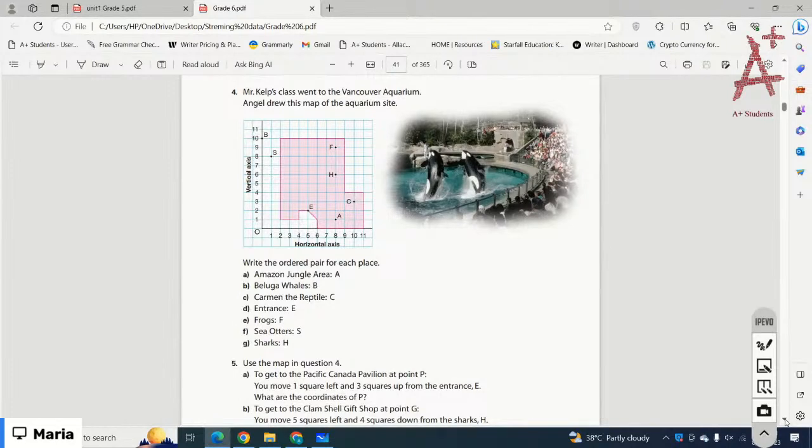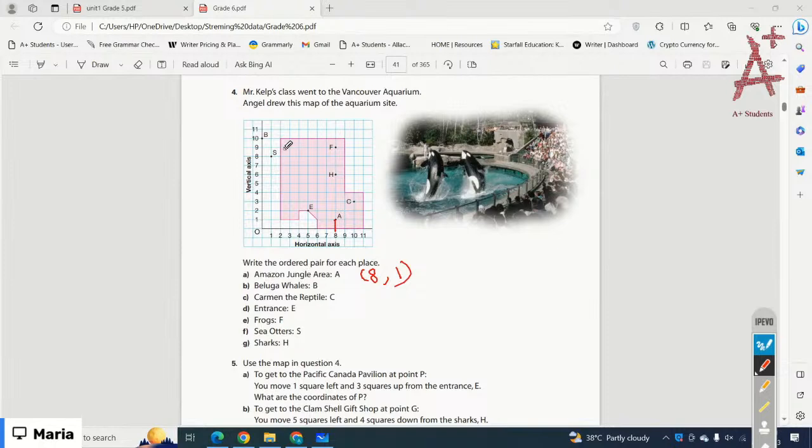Mr. Kelp's class went to the Vancouver Aquarium. Angel drew this map of the aquarium site. Write the ordered pairs of each place. The Amazon jungle area is represented by A. You have to look for the coordinates of A. Match it to the x-axis for the x value, that would be 8, and match it to the y-axis, it would be 1, so it would be 8 and 1.